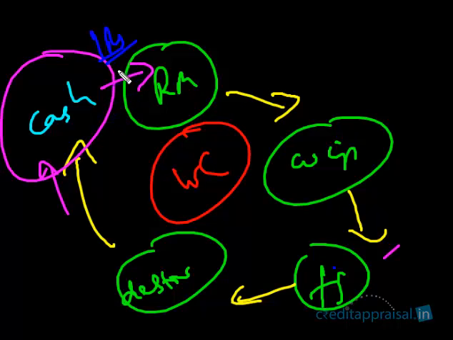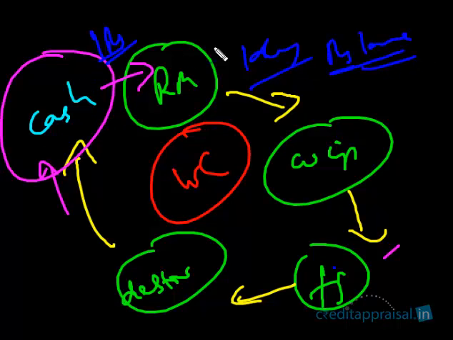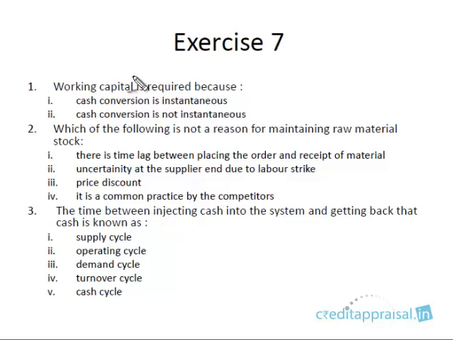Had it been instantaneous, like on day 1 I put some 1 crore into the starting process, I purchased raw material, everything in a jiffy. In one single day, the cycle was complete and I got back the cash. So in that case, I would not require any working capital limit from any bank, okay? I would not require any working capital because the cash conversion was instantaneous. I require this because my cycle is prolonged, say more than 1 month or 2 months. That's why we require working capital. So the answer to the first question is cash conversion is not instantaneous. That is why we require working capital, okay?